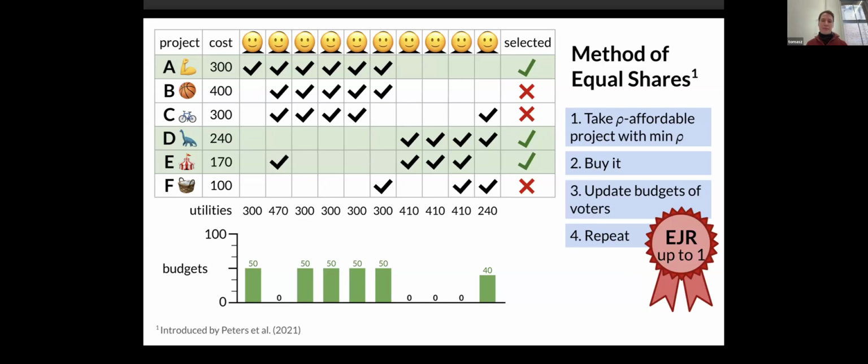However, as I mentioned at the beginning, it also has some problems. And one maybe you can see already is that the money that is left for the voters sums up to 290, which is quite a lot. In particular, it's more than, for example, the cost of this project F. However, because the voters that support this project don't have enough money, the method of equal shares is not buying it.